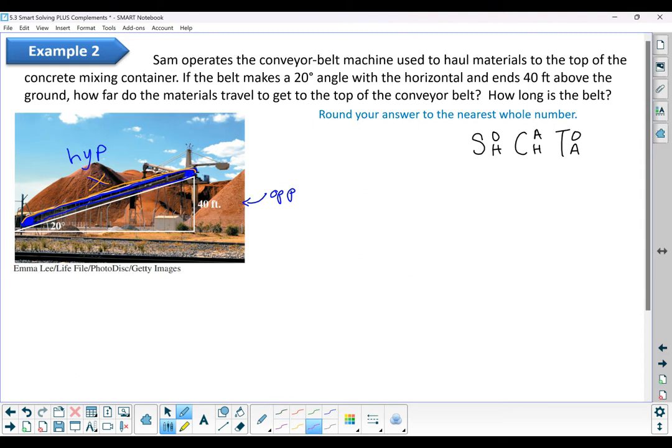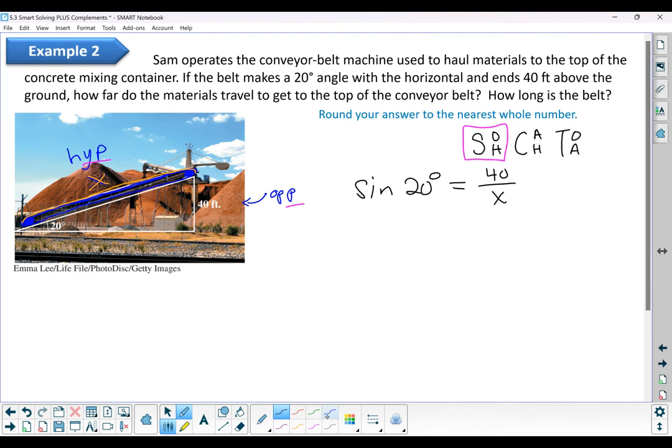Our trig ratios, sine, cosine, and tangent, we've got to figure out which of those we want to use here. Well, we know the opposite, and we want to calculate the hypotenuse, so we're going to use sine. The sine of 20 degrees, it's always the trig function with the angle, is equal to, for sine, we want opposite in the numerator and hypotenuse in the denominator.